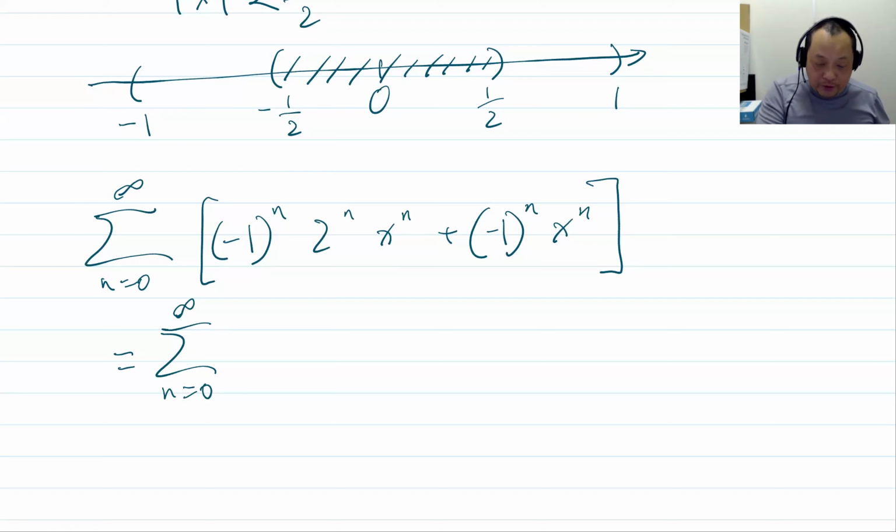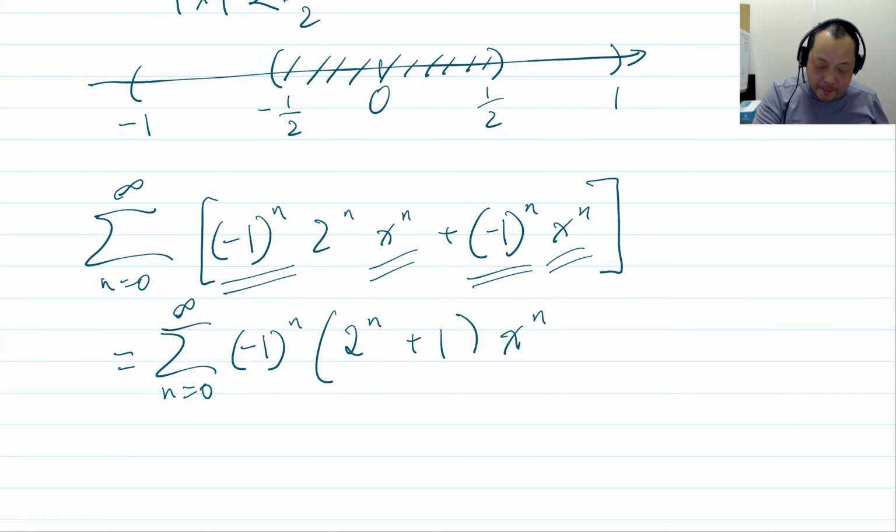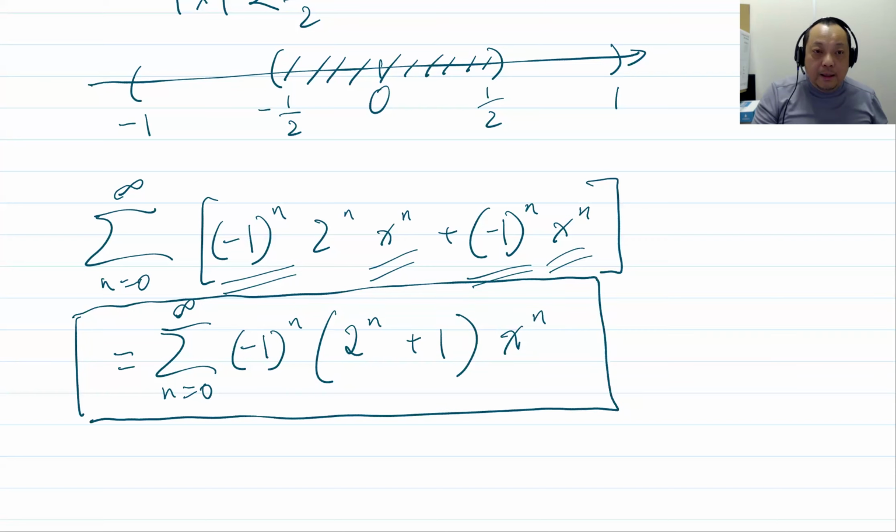And I can do two things. First of all, they have a common factor of (-1) to the nth, so I can factor that out. And they have a common factor of x to the nth, so I can factor that out. What I have left is 2 to the nth plus 1. And that is my answer. And the interval of convergence is going to be that one.